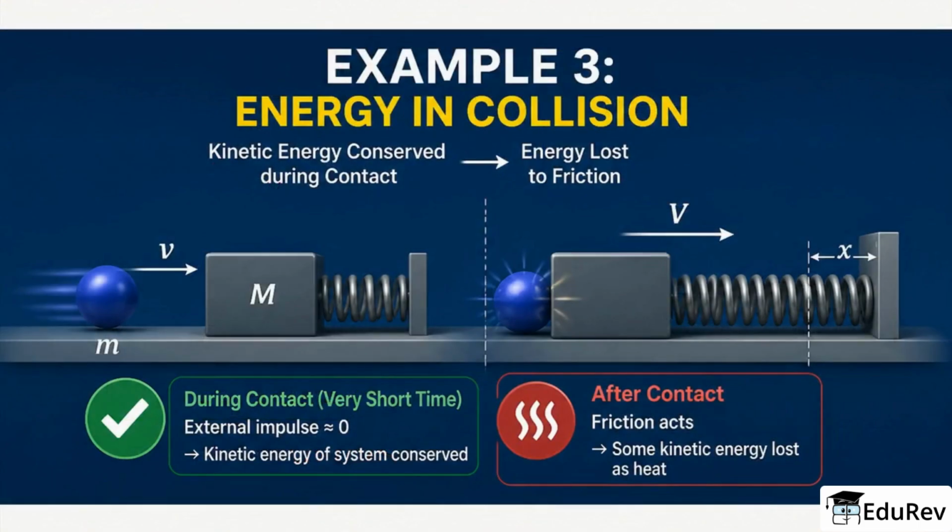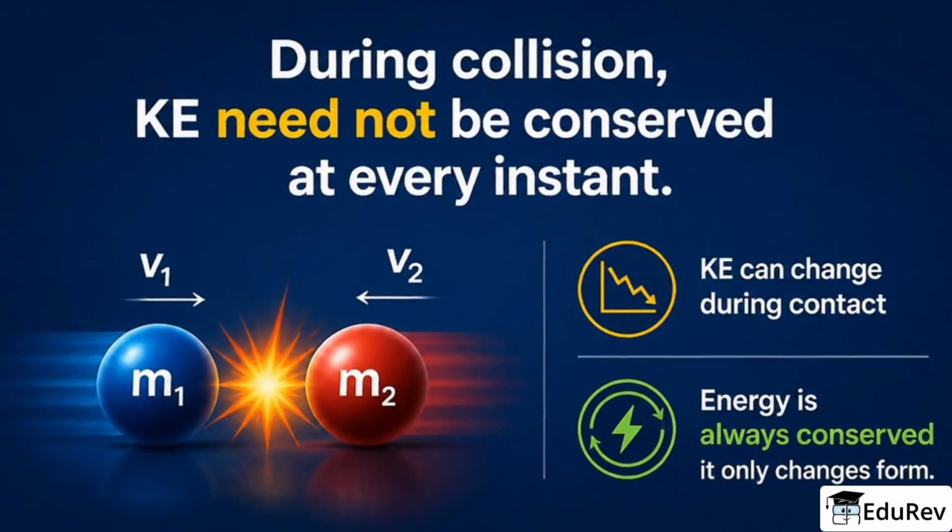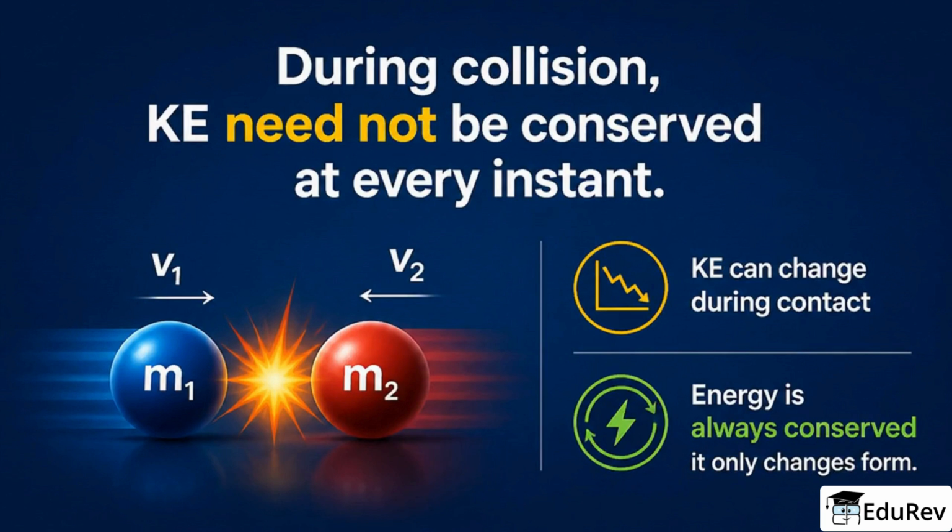Example 3 is an assertion reason type about kinetic energy conservation during contact and energy lost to friction. Both statements are incorrect because kinetic energy need not be conserved instant by instant during contact, and conservation of energy always holds as energy simply changes form.